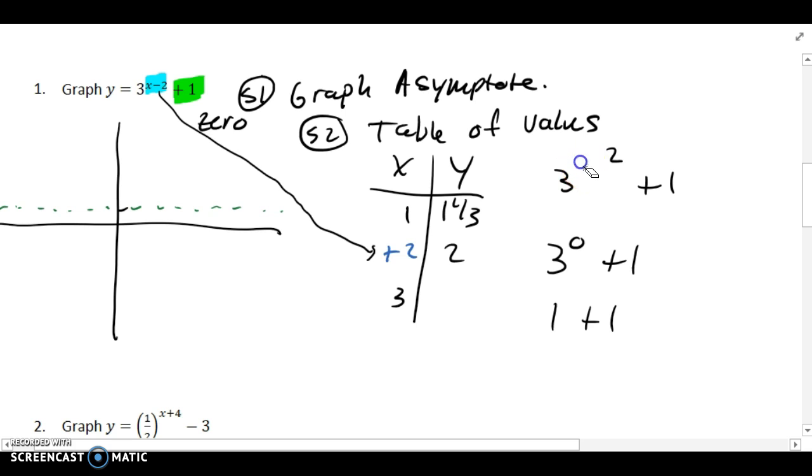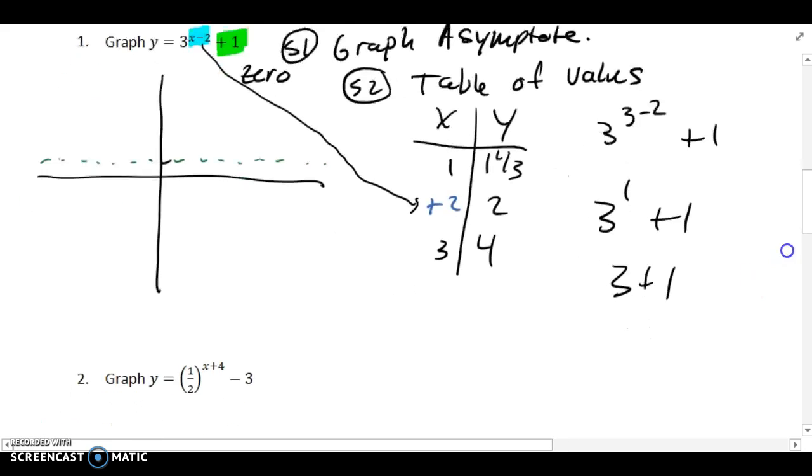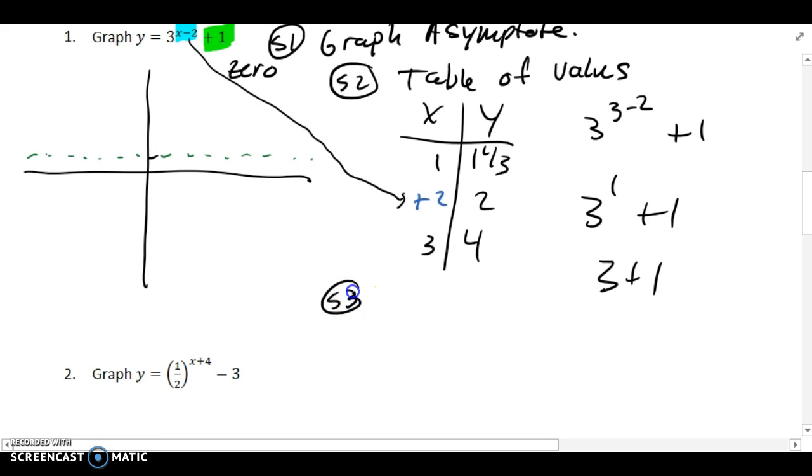Then we're going to do the same thing, this time with 3. So we get 3 to the 1 plus 1, which is 3 plus 1, which is 4. Then we're going to plot our points and draw our shape. So step 3, plot points, and then draw shape.